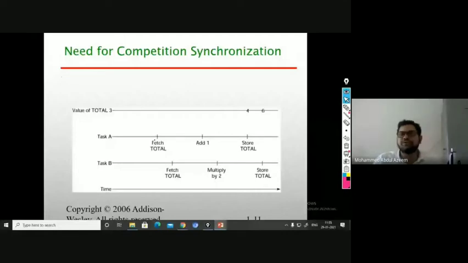Let us look at this example of how computation synchronization is achieved, and what kind of issues you may find. Let us take one variable, total. Total value is, let us say, 3. And here there are two tasks, A and B, who would like to do some operation on this total.